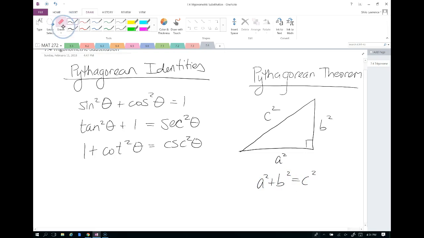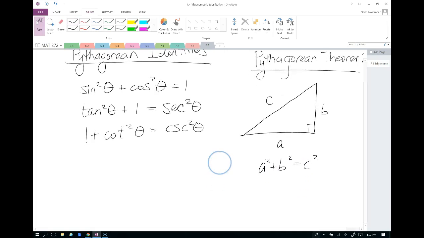And actually, we don't have the squares on the triangle. So if we've got a triangle with side lengths a, b, and c, and a and b are the legs, then the Pythagorean theorem says if it's a right triangle, those legs will always have the relationship that a squared plus b squared equals c squared. Well, this formula also has a sum of squares, or if we were to move one of the terms from the left to the right, we could make it a difference of squares.